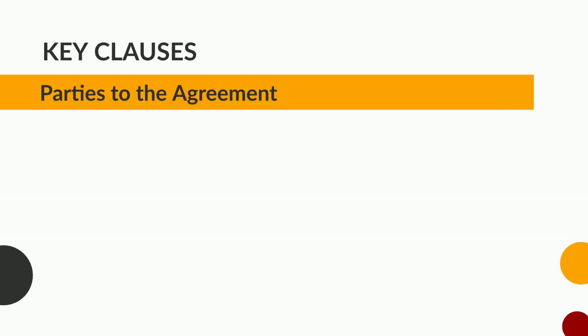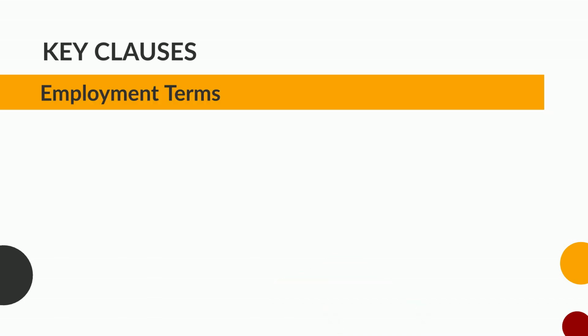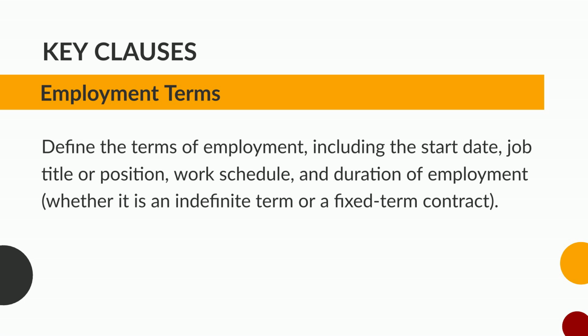Parties to the agreement clearly identify the employer and the employee by their legal names and addresses. This clause establishes the identities of the parties involved in the employment agreement. Employment terms define the terms of employment, including the start date, job title or position, work schedule, and duration of employment, whether it is an indefinite term or a fixed-term contract.